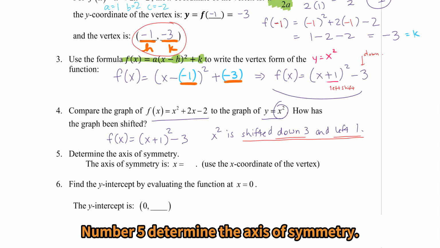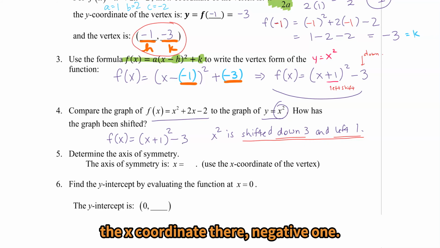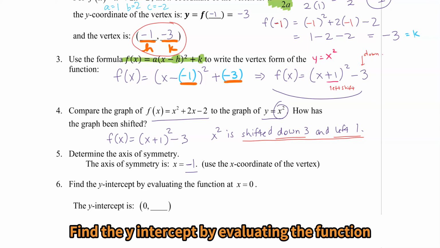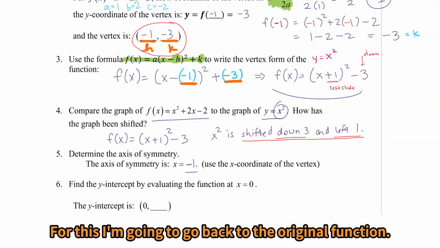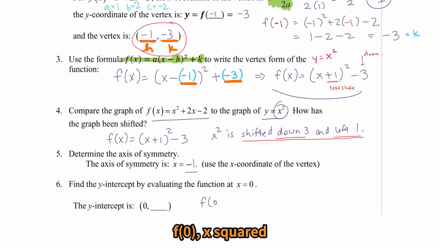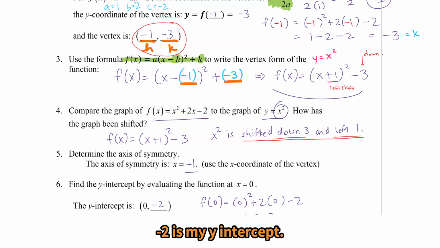Number 5, determine the axis of symmetry. Axis of symmetry is x equals the x coordinate there, negative 1. Find the y-intercept by evaluating the function at x equals 0. For this, I'm going to go back to the original function, f of 0, x squared plus 2x minus 2. I plug in zeros, 0 plus 0 minus 2. Negative 2 is my y-intercept.